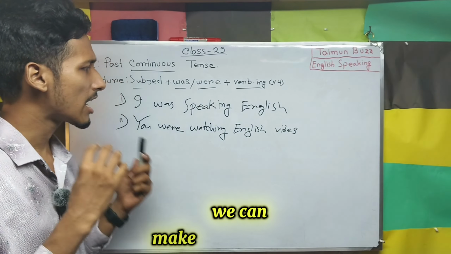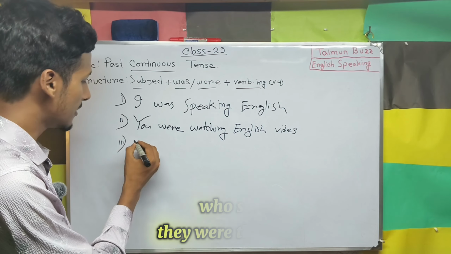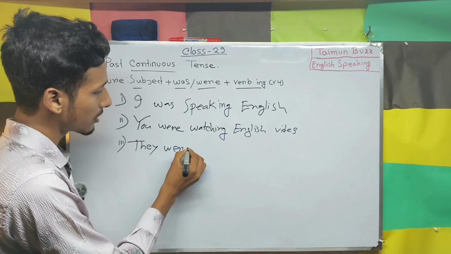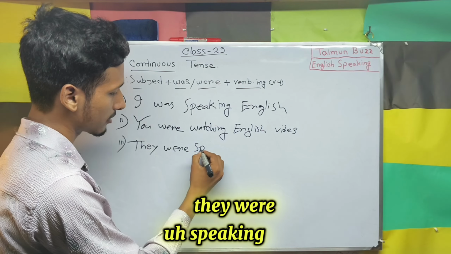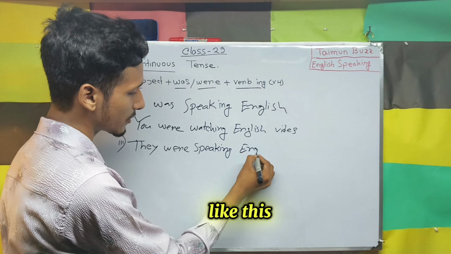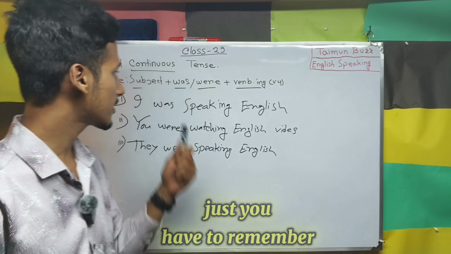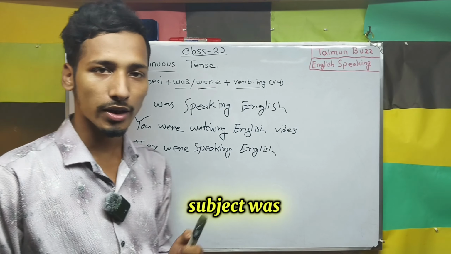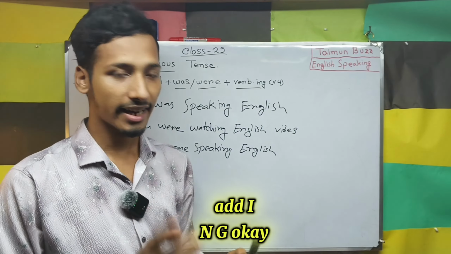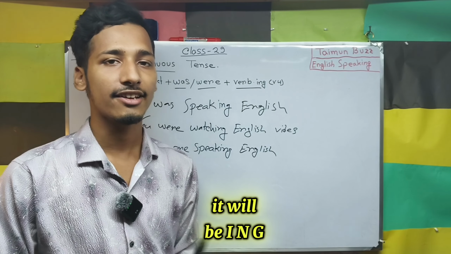Like this we can make lots of sentences. If I make another sentence which is they were speaking English. Okay, like this you can make lots of sentences. Just you have to remember this structure: subject, was or were, then verb plus ing. Okay, with verb you have to add ing. And always in continuous tense it will be ing form.